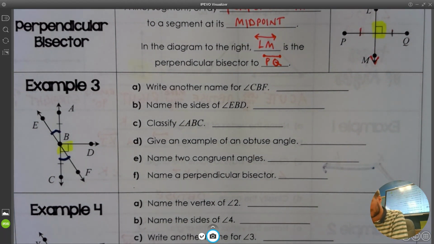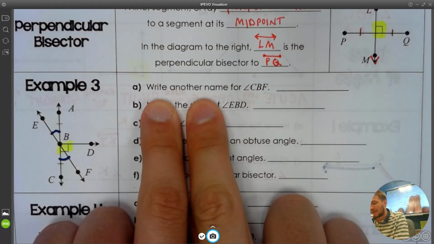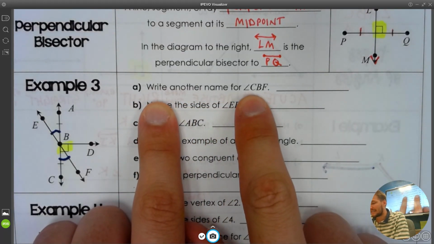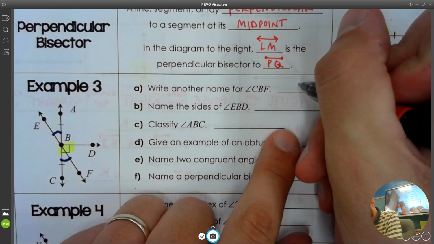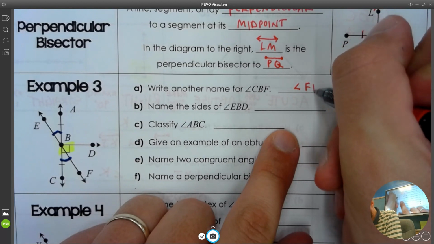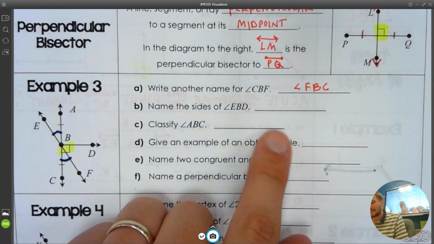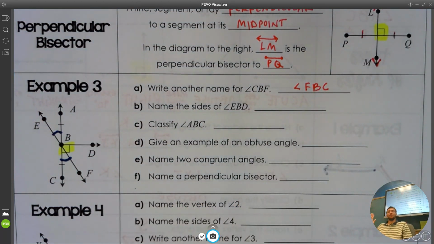A says, write another name for angle CBF. Anybody got an answer for that? Yep, easy peasy, angle FBC. We cannot use angle B because there are a million rays coming off B. So we cannot just say angle B. That will not work. This is all we're working with, okay?